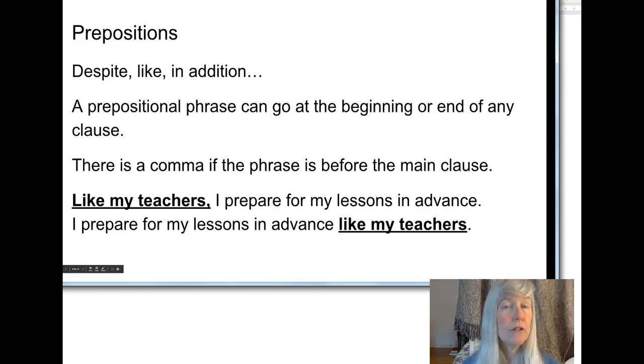Prepositions are followed by a noun. So you have despite, like, in addition. A prepositional phrase can go at the beginning or the end of any clause. There's a comma if the phrase is before the main clause. Like my teachers, I prepare for my lessons in advance. I prepare for my lessons in advance like my teachers. Like my teachers is a prepositional phrase.